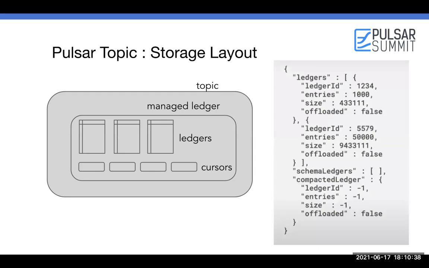If we look at what this topic contains in the metadata store, which is Zookeeper, a topic will have ledgers. Every ledger will have a ledger ID, which identifies the ledger uniquely. The entries that are there in the ledger. Then the size of this ledger, and if this is offloaded to object store or not. And then there are ledgers where the schema of this topic is written, if there are any compacted ledgers and all such things.